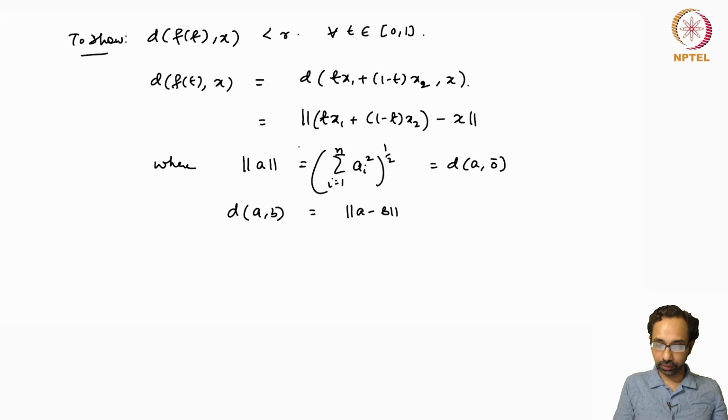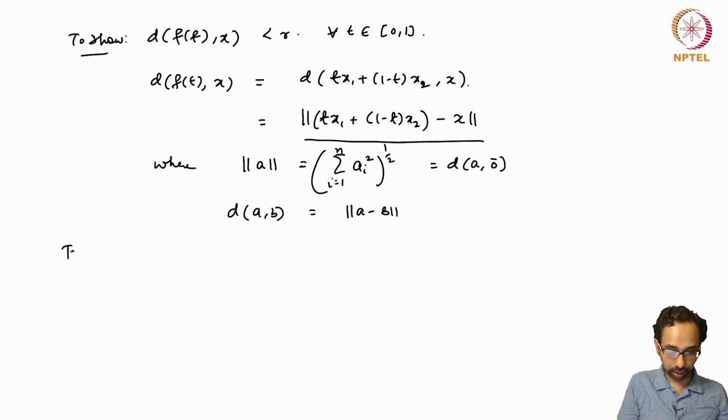And now once we have this expression for the distance between f(t) and x, we can use the triangle inequality for the norm that we proved earlier.